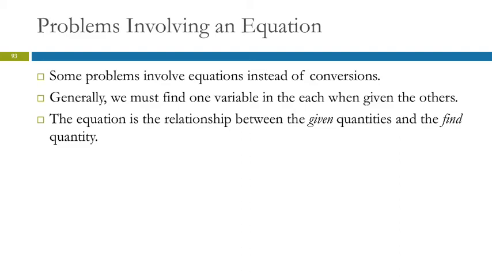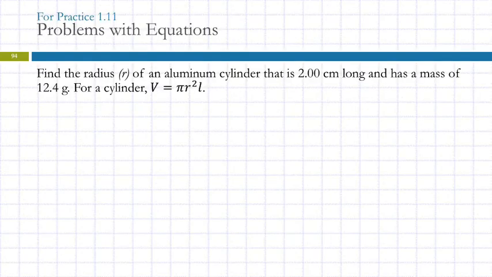Sometimes you do have to use an equation, and sometimes you combine equations with dimensional analysis. When you've got an equation in a problem, you'll usually have one variable that you need to solve for, and you'll be given either the other variables or the information you need to find them. So an example of a problem using an equation is this one. Find the radius of an aluminum cylinder that is 2 centimeters long and has a mass of 12.4 grams. For a cylinder, the volume equals pi r squared L.